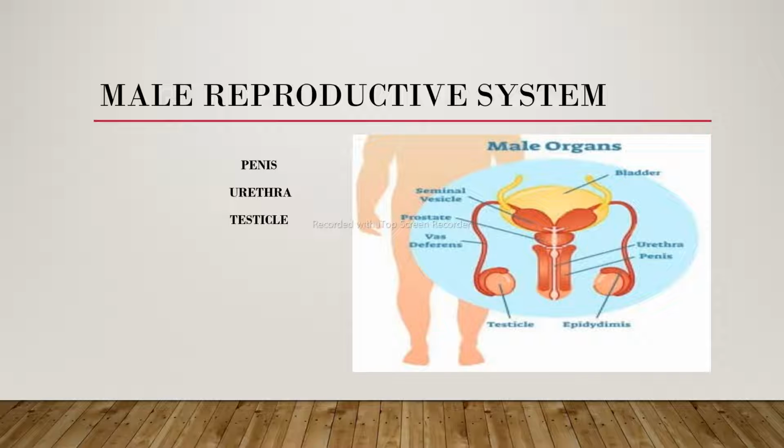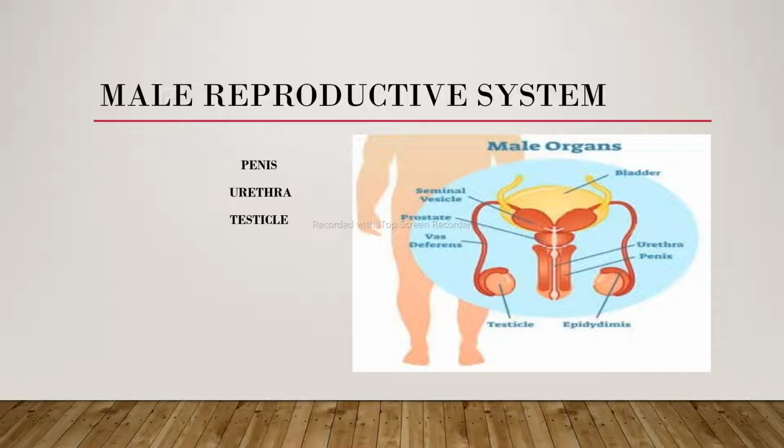Next is the testicle. Testicle or the testis are a pair of egg-shaped glands that sit in the scrotum next to the base of the penis on the outside part of the body. So this belongs to the external genitalia of the boys.